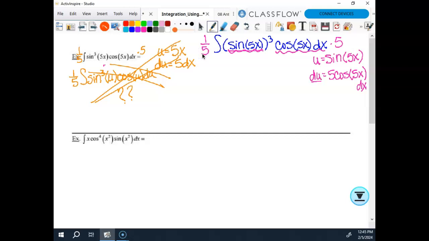We good now? So now I'm going to have 1/5 times the integral. So this u goes right here. It's going to be u cubed. And then my du, all of this goes together right here, du.